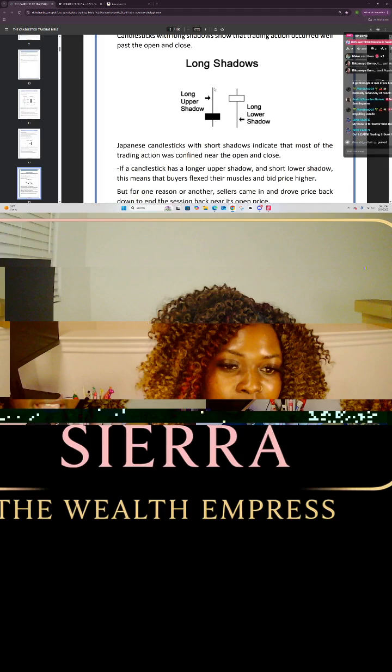So this is when the buyers tried to push price up, okay? Which is why we have this wick up here, and then price pushed all the way down, and then remember price closed here, okay? And then the same would be opposite over here. The sellers tried to come in, and then the buyers came in, okay?